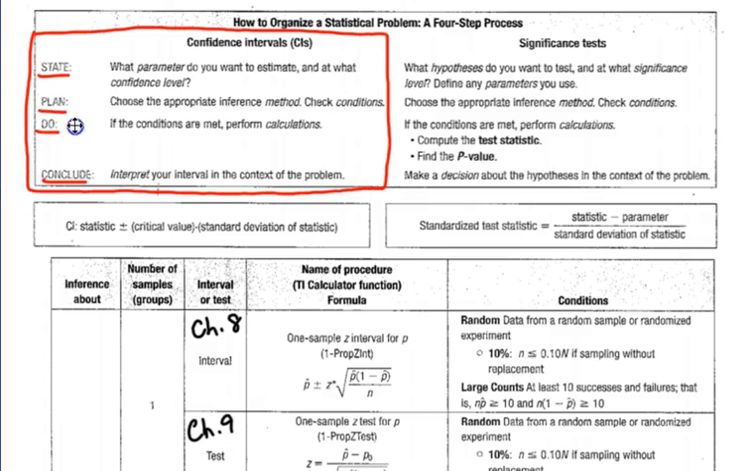The plan part involves two pieces. Pick the appropriate method and check the conditions for the method. The third part is the actual mathematical calculation that you do to get the answer to the problem, the numeric answer, and then the conclusion is how do we answer a question or interpret the results of the things that we did in the do step. So we're going to look at an example problem and utilize this four-step process.